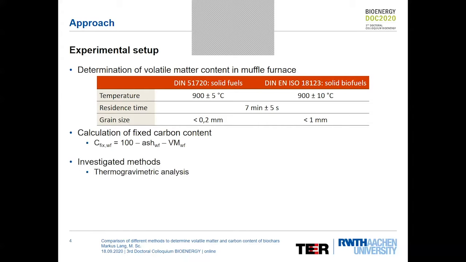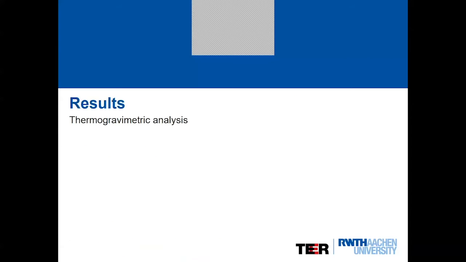Now in this investigation, we look at different methods. For example, the thermogravimetric analysis to get information about how the mass loss is related to the temperature. And on the other hand, we investigated with a muffle furnace, as it's already done by standard. And there we look at the influence of residence time, temperature, and heating rate. So let's go into the results of the thermogravimetric analysis.